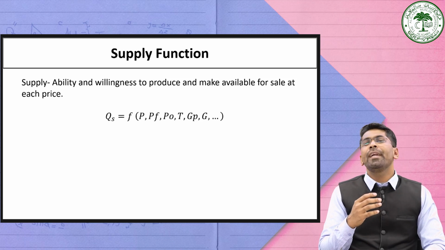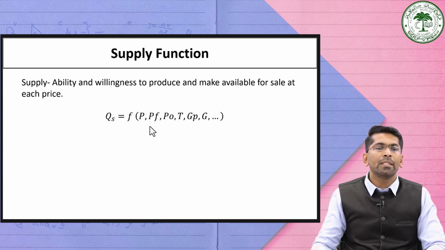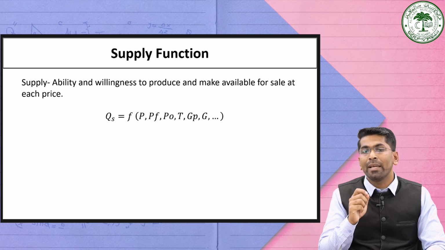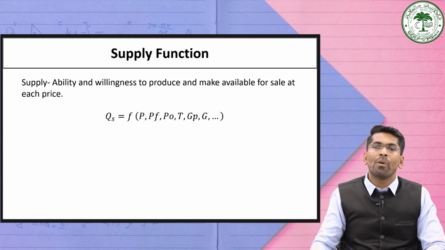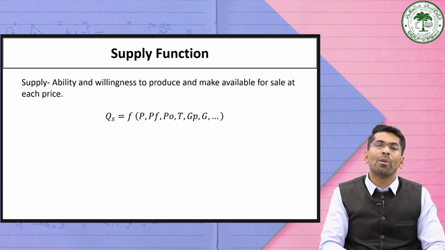So accordingly, we can write the quantity supplied, QS, which denotes the quantity supplied, is equal to a function of price, price of factors of production, price of other commodities, technology, goal of the producer, government policy, etc. So here we are keeping all the factors other than price as constant. The quantity supplied is a positive function of price, in which when the price increases, the quantity supplied also increases, and when the price decreases, the quantity supplied also decreases.